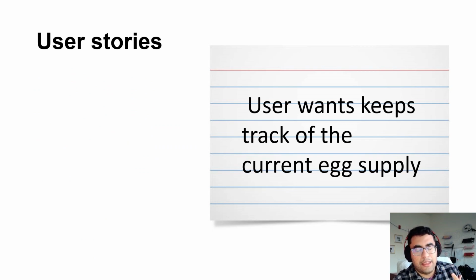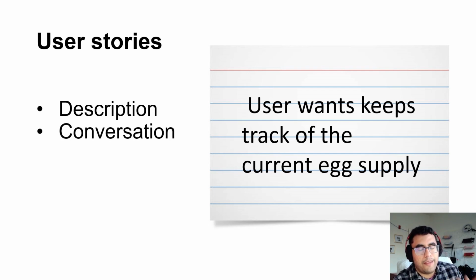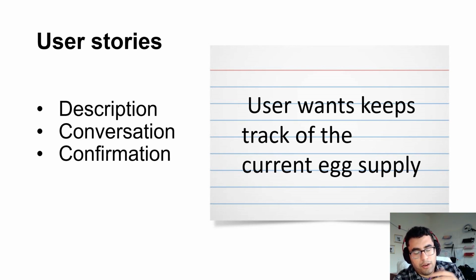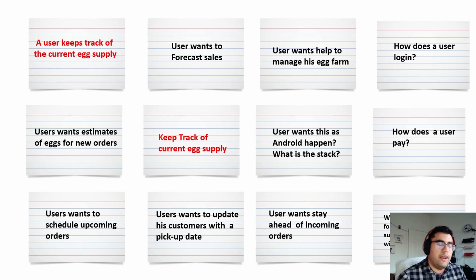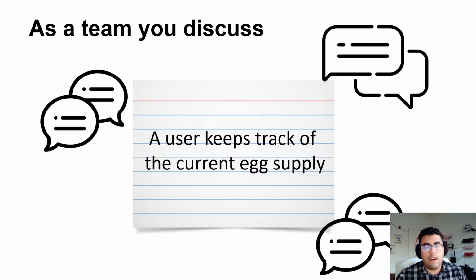Basically, you're going to take a line the user said, okay, user keeps track of the current egg supply. It's just a one-line description. You're going to have a conversation about this index card, and then you're going to write down your confirmation about your conversation. So you write out a bunch of these cards from your interviews. A user keeps track of the egg supply. User wants to estimate eggs for new orders, upcoming schedule. You have a bunch of these cards, and then you take this card, and as a team, you work with other developers, software developers, UI designers, and as a team, you talk about how would this work.